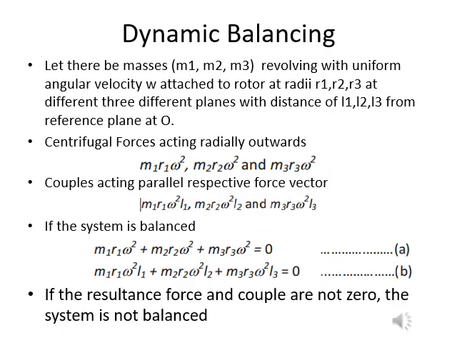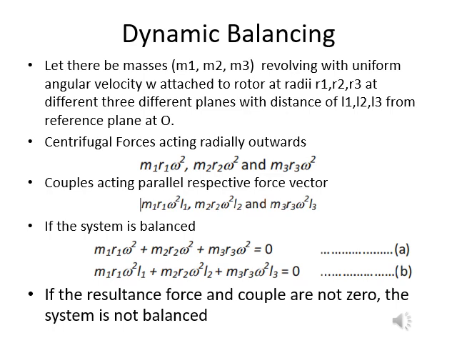For dynamic balancing, for example, if you have three masses, m1, m2, and m3, which are revolving with a uniform angular velocity omega attached to a rotor at radii r1, r2, and r3. So r1, r2, and r3 are the radii of rotation for each mass in its respective plane. Then you have three different planes, at distances L1, L2, and L3 from the reference plane. I need to remind you that instead of using, for example, the X axis as a plane, you need to use a reference plane at O.